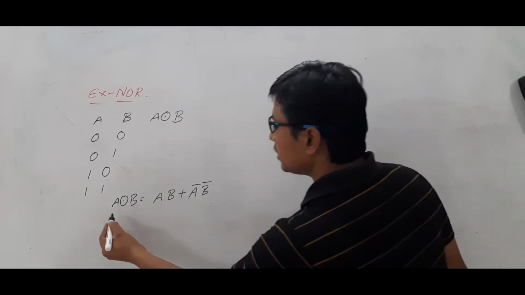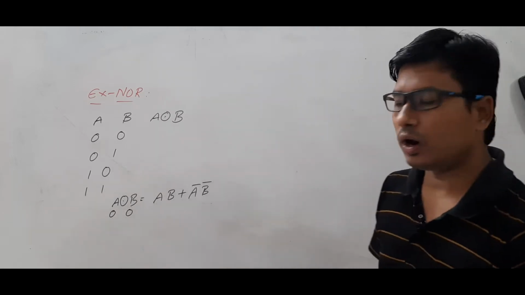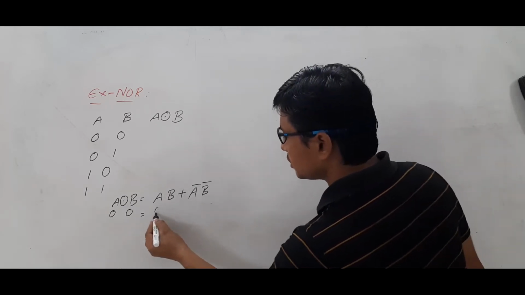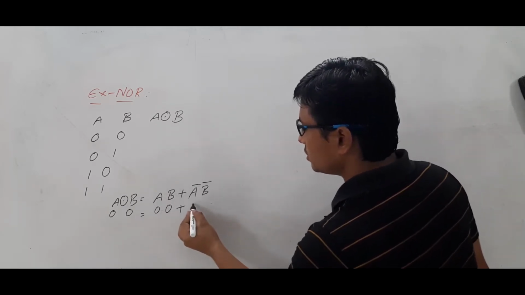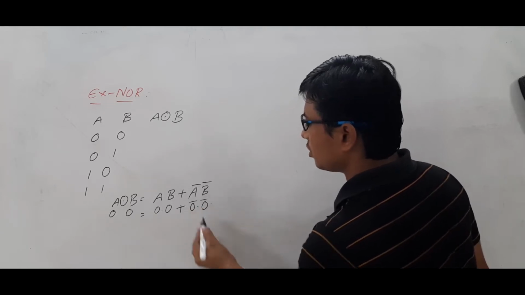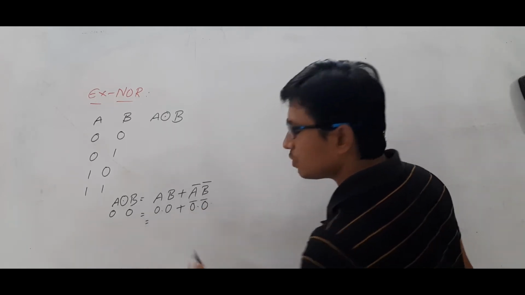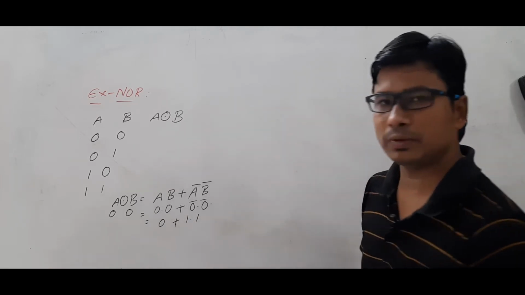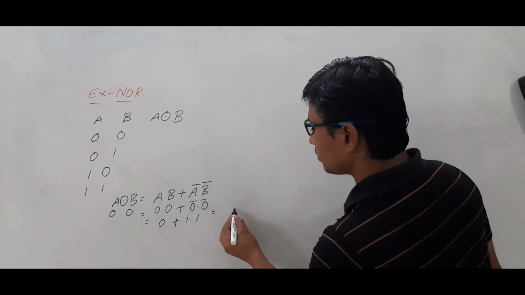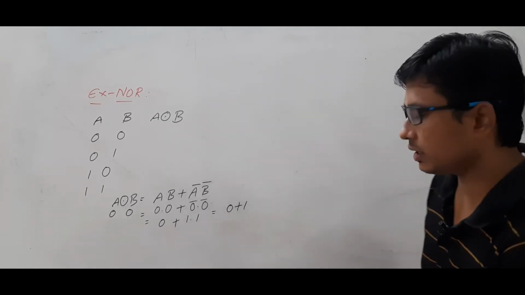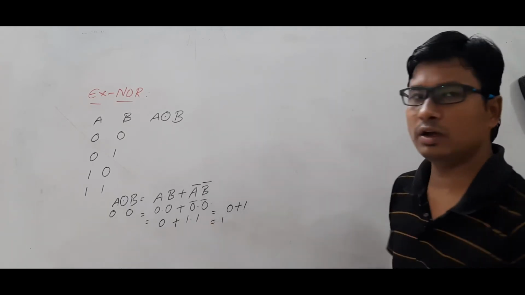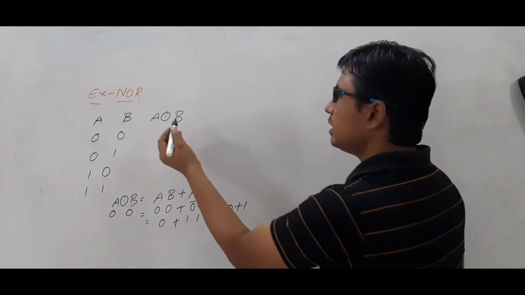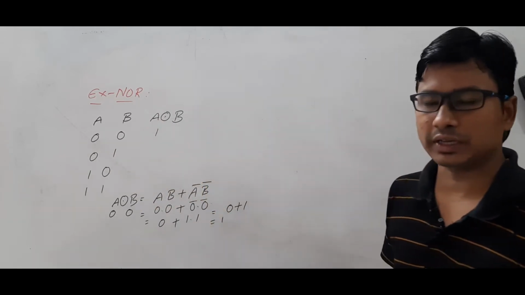Now substitute the A value and B value as 0 and 0. What does it produce? Now 0 and 0 is 0. The complement of 0 is 1, and again the complement of 0 is 1. So 1 and 1 will produce 1. So 0 or 1 finally produces the value 1. So when A value is 0 and B value is 0, exclusive NOR is producing the output as 1.